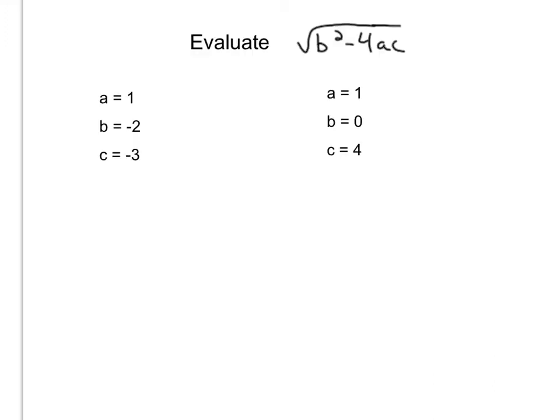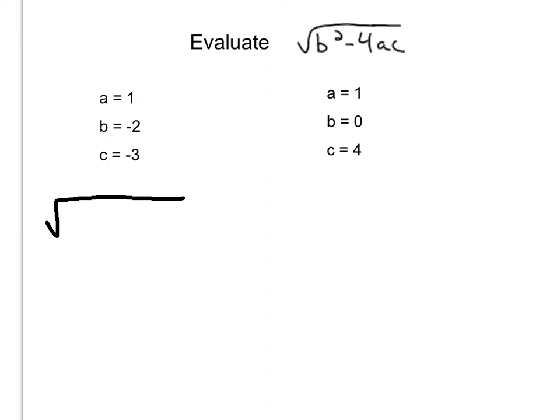Okay, there's going to be some examples in your book where it asks you to evaluate this right here. This is called the discriminant. We're going to talk about the quadratic formula in a few lessons, and this is part of the quadratic formula that you'll need to know how to solve for. So if it says to evaluate it, they just want you to plug in the numbers you're given and solve for it. So for this first one right here, we're going to evaluate when a equals 1, b equals negative 2, and c equals negative 3.